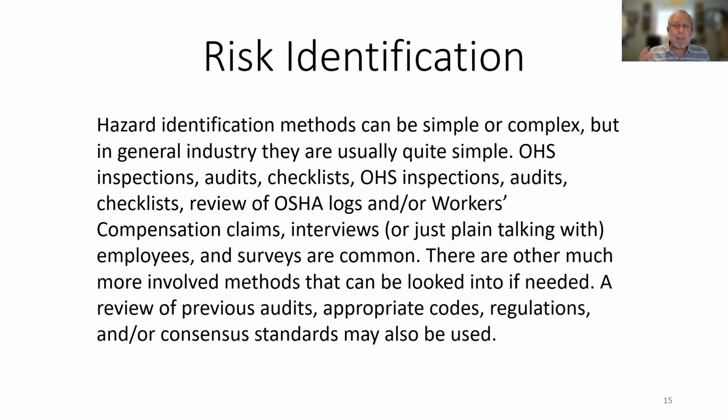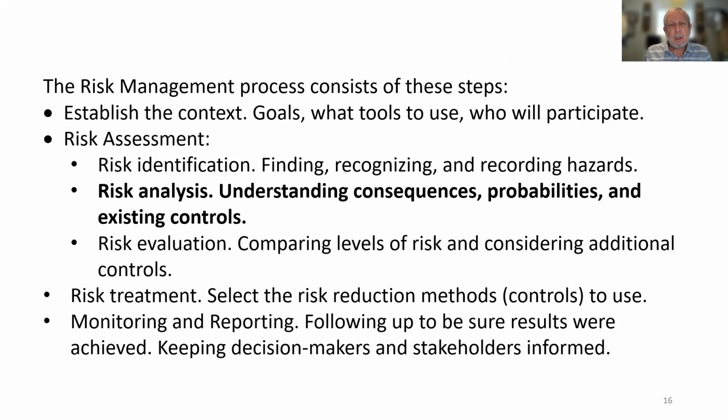Hazard identification methods can be simple or complex, but in general industry, they're usually quite simple. Occupational health and safety inspections, audits, checklists. So that again, review of OSHA logs and our workers' compensation claims, interviews, or just plain talking with employees, and surveys are common. There are other much more involved methods that can be looked into if needed. A review of previous audits, codes, regulations, consensus standards may also be used.